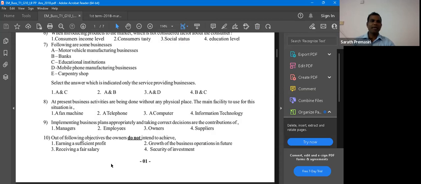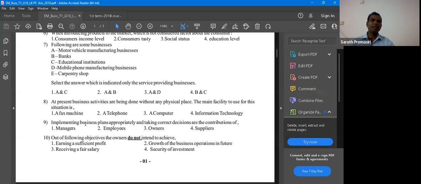Next one, the eighth one. At present, business activities are being done without any physical space. The main facility is information technology. Online transactions, computer banking, online transactions, telephone.